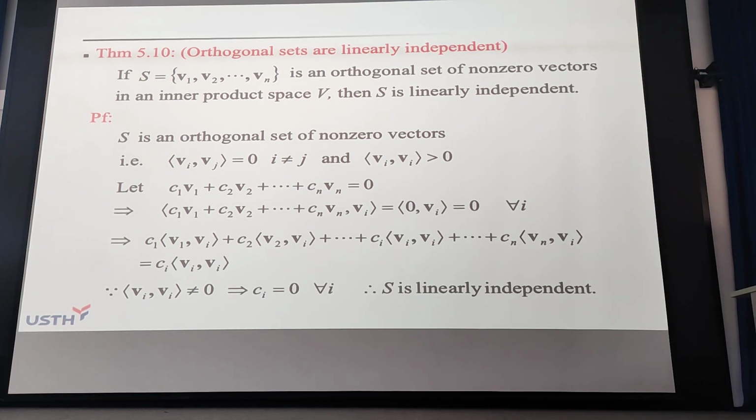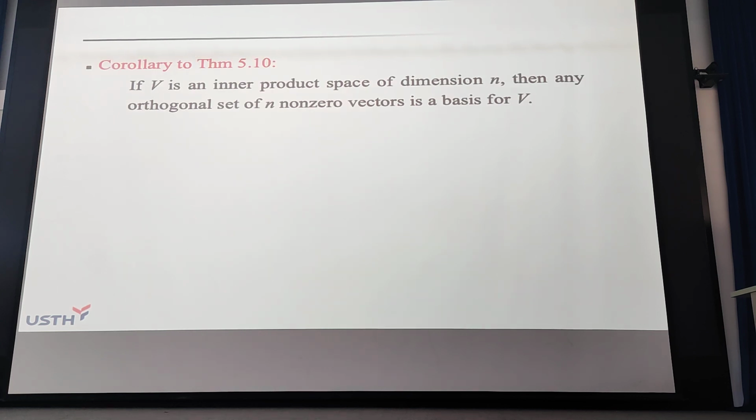So we know that any orthogonal set of vectors containing no zero vectors must be linearly independent. Now here is a corollary, and that one is very practical for you in doing your exercises.